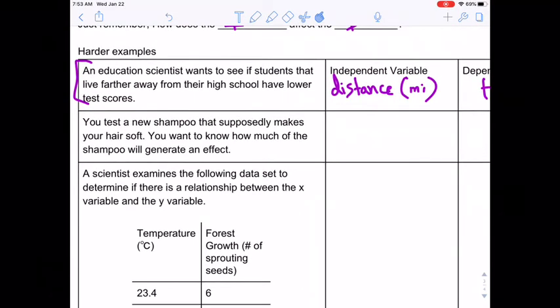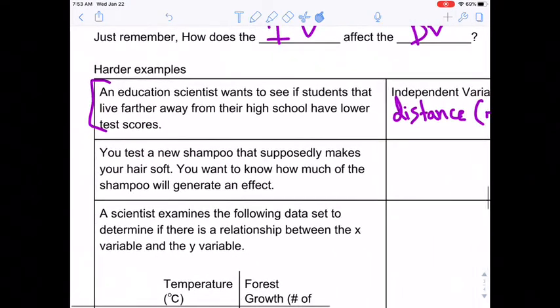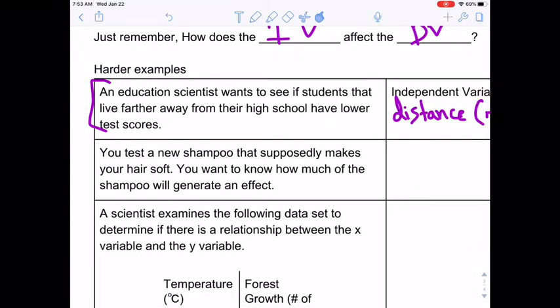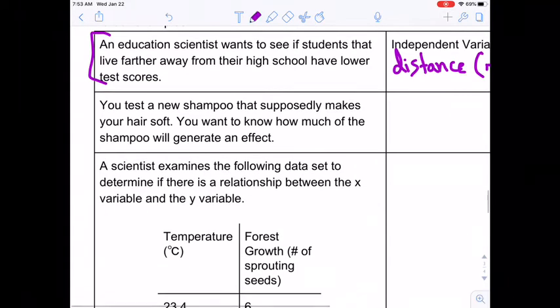So these harder examples, I want you to just envision it as a science experiment and think about what this experimenter is going to actually test or do. All right, next hard example. You test a new shampoo that supposedly makes your hair soft. You want to know how much of the shampoo will generate an effect.